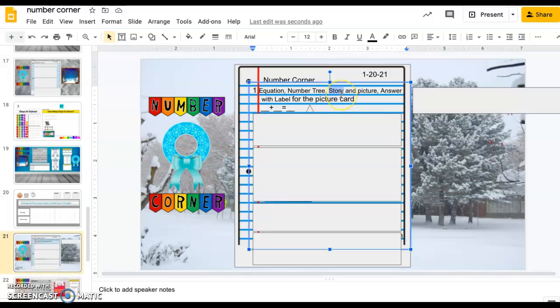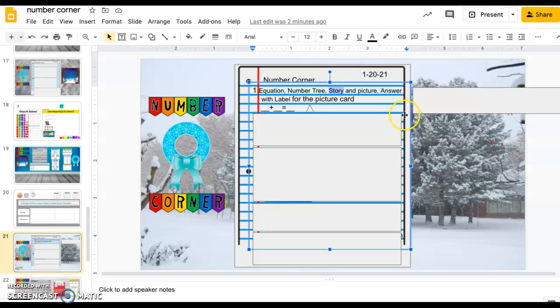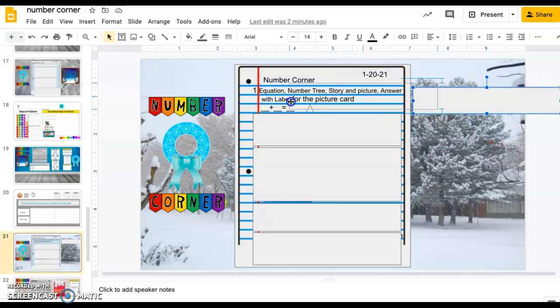You already have the story, so now you're going to draw a picture to help show your work. Press pause if you need more time for your picture. Now you're going to write the answer with a label. Now we already know our topic is about birds. So your answer will include a number and the label of birds. Press pause if you need more time for number 1.